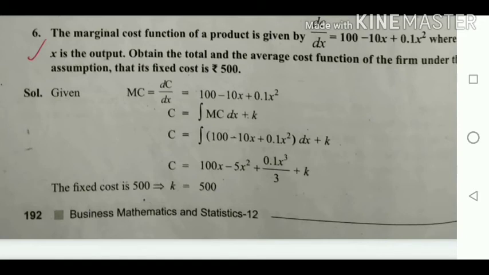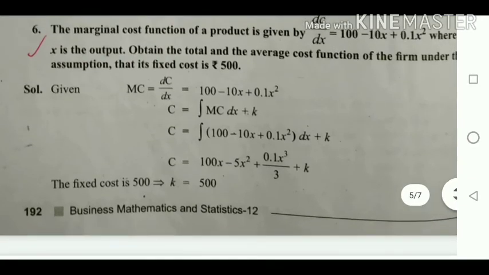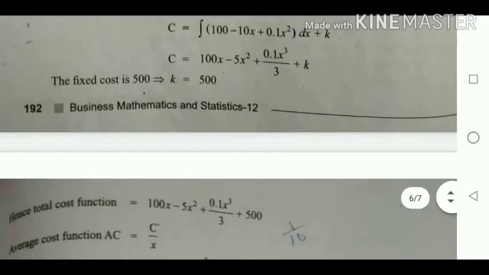Then 100 minus 10x plus 0.1x square is integrated, we are getting 100x. 10x is integrated, we are getting 10x square by 2. If you cancel it, you are getting minus 5x square. Plus 0.1x square is integrated, we are getting x cube by 3. Okay, plus k. So here it is given that k is nothing but the fixed cost, it is 500. Substitute that 500. We are getting the value 100x minus 5x square plus 0.1 x cube by 3 plus 500.